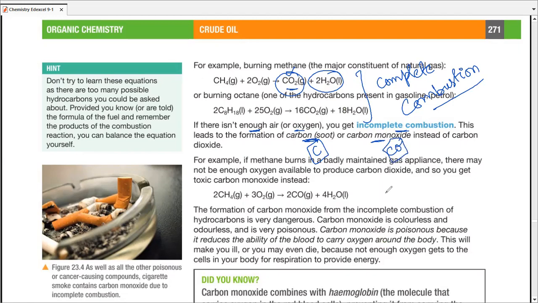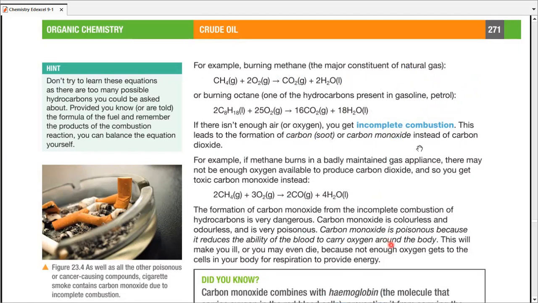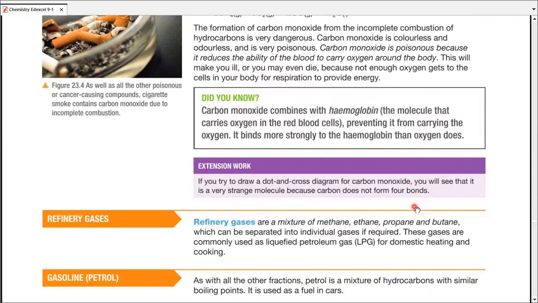Carbon monoxide is not a good product. It's toxic to human beings. This is the reaction that occurs, and carbon monoxide is extremely dangerous. It's colorless, it's odorless, and it's very poisonous because it reduces the ability of your blood, specifically the protein hemoglobin in your blood, to carry oxygen around the body. Since you don't get enough oxygen, your vital organs start to die, and this may even result in the death of a person.